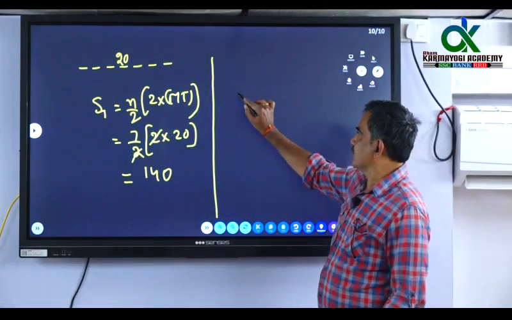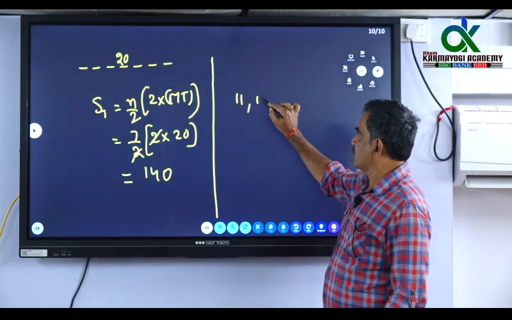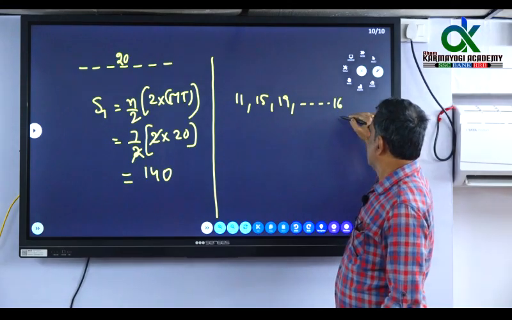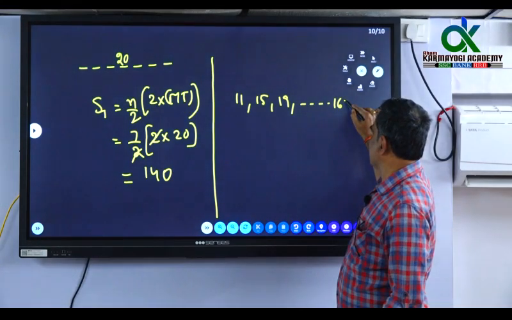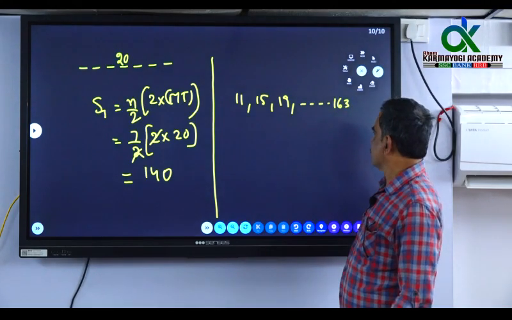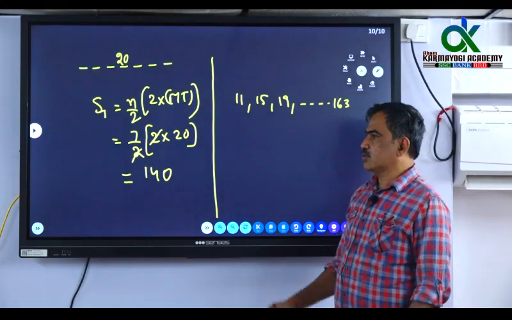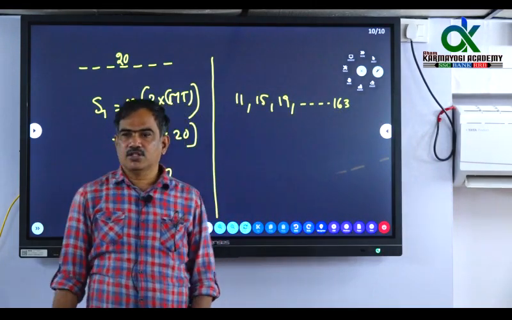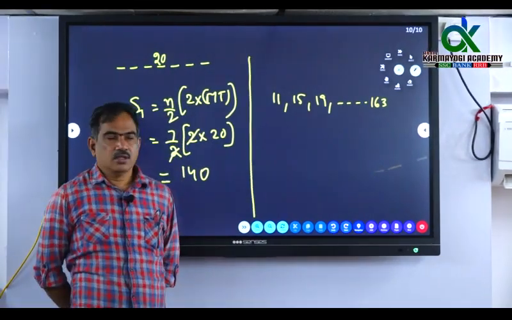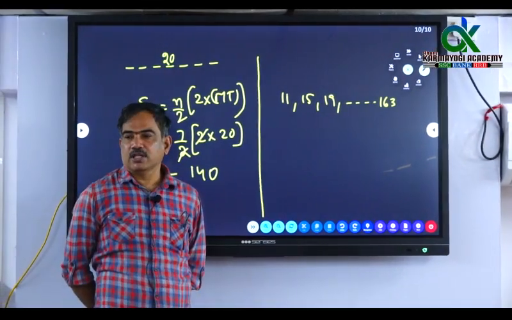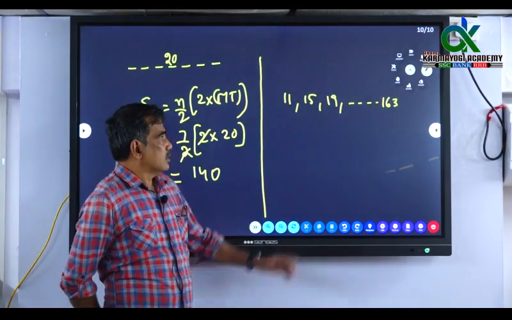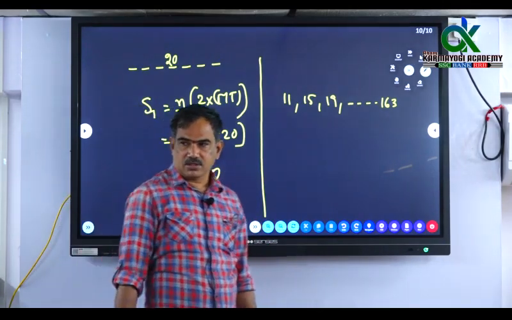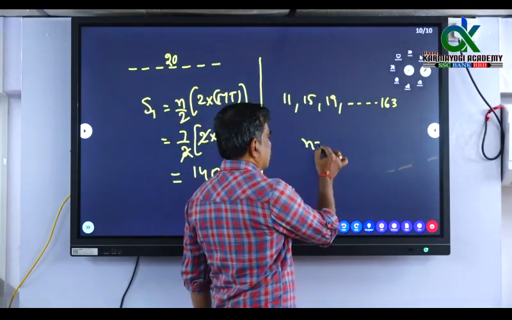Next. 11, 15, 19, and so on, 163. Find the sum of all these terms. Here, to find the sum of these terms, first we have to know the number of terms. The first term and last term are known, so we have to find how many terms are there in this. So, we have to find n first.